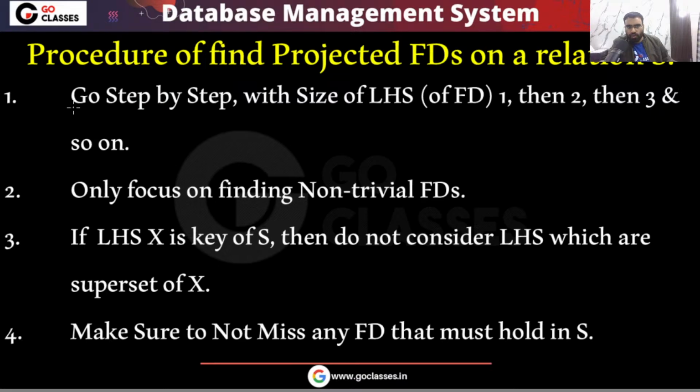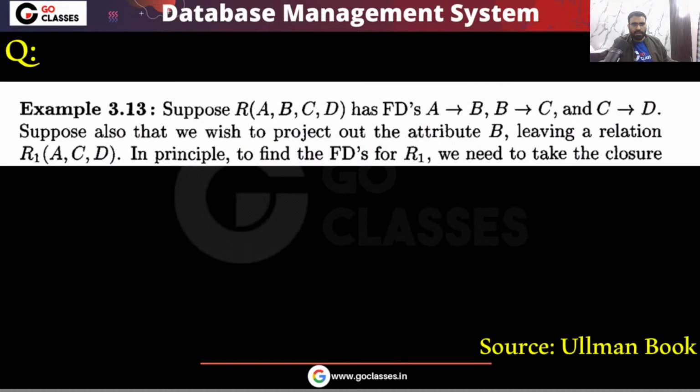Okay, so if you go in a step-by-step manner, then definitely you will not miss any functional dependency that should hold in the subrelation S. Okay, let's solve this question from the Ullman book.